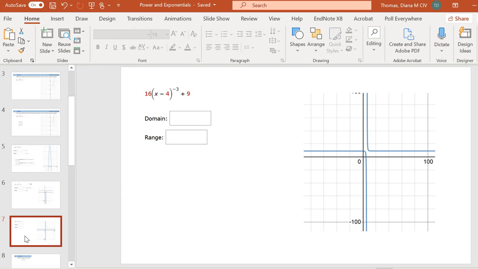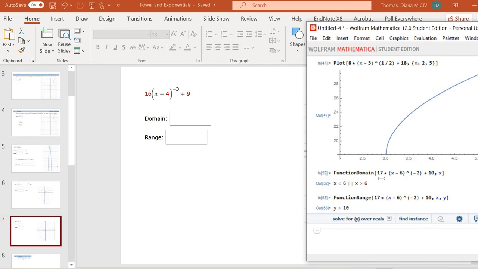Let's do one more. Here I have, it's still number 1. If I go into Desmos and plot it, I see there's an asymptote right at 4. You see this minus 3. As I mentioned, that kicks it down to the basement. Let's see what Mathematica will give us if we type this in. We get 16 here, x minus 4, get a minus 3, plus 9, shift enter.